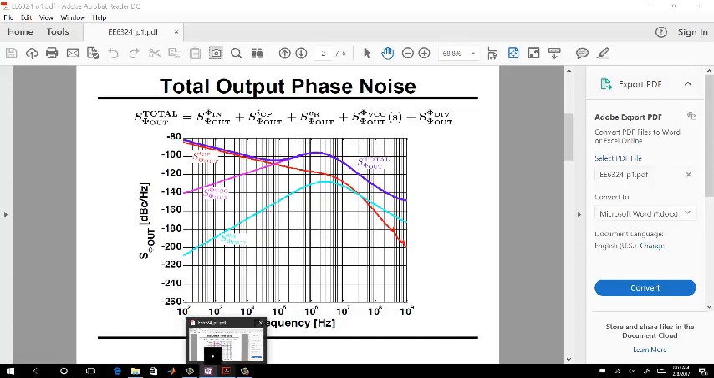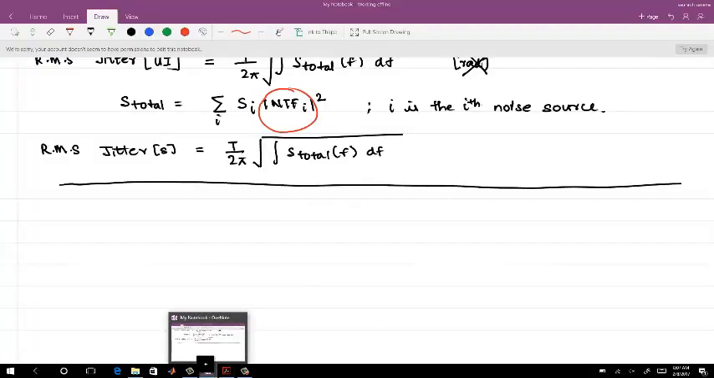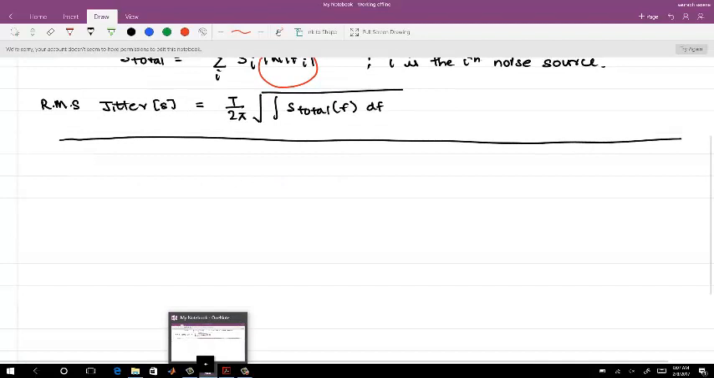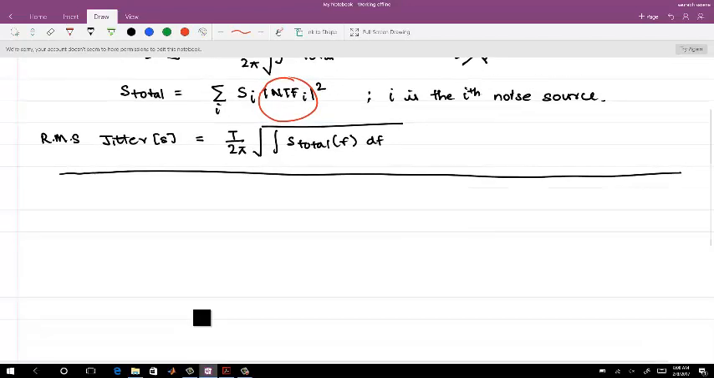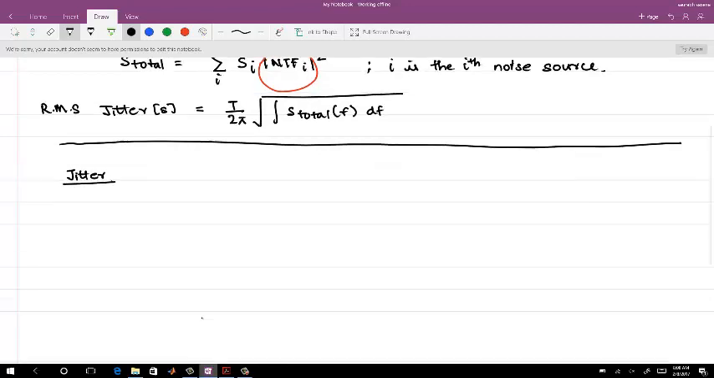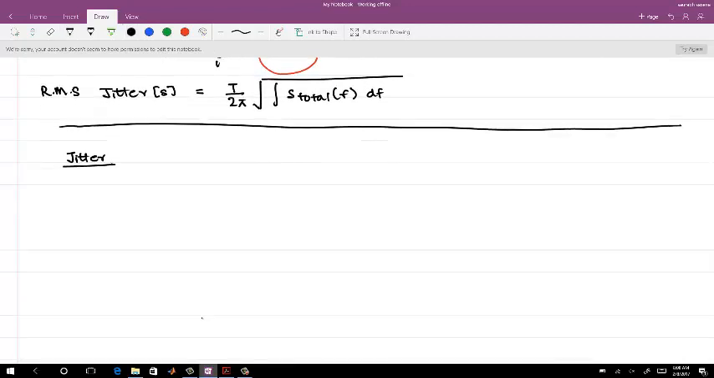Okay, so that just completes the discussion for the noise transfer functions and the power spectral density. So now I will move on to jitter in a little bit more detail as compared to yesterday, and we'll tell you different kinds of jitter, what we measure and what is important.